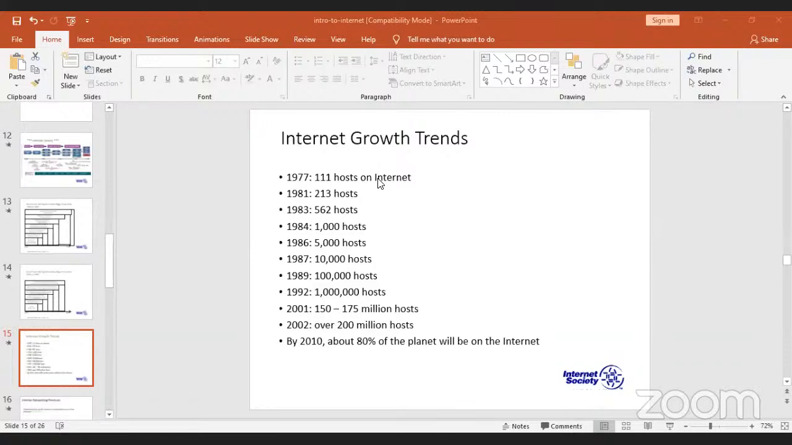So you can see from 1977 to down, from more than 11 hosts to around 213 hosts, 562 hosts, 1,000 hosts, till 1 million hosts. In 2001, we had 150 to 105 million hosts. 2002, we had 200 million hosts. 2010, about 80% of the planet can be on the internet accessing a particular site at the same time. So you can see the improvement that brought us to today.